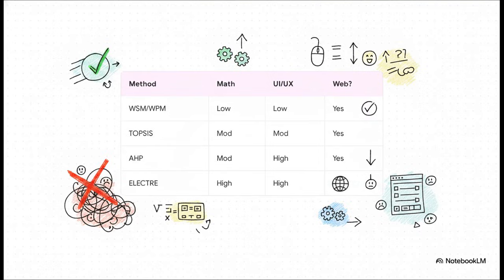When you map out the feasibility of WSM and WPM against heavier academic models like AHP, TOPSIS, or ELECTRE, a clear winner emerges. WPM has very low math complexity and low UI effort. Compare that to a heavyweight model like ELECTRE, which has huge complexity and is almost never recommended for simple web apps, or AHP, which requires these complex pairwise slider questionnaires. WPM is by far the easiest to build cleanly and deploy rapidly for your end users.